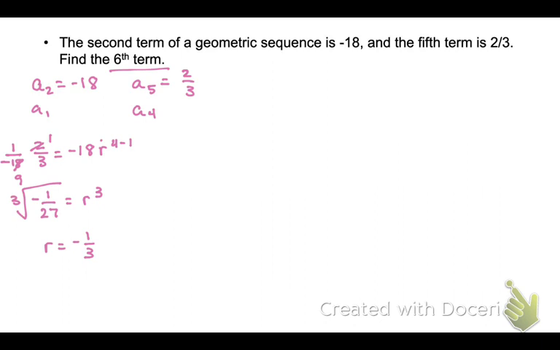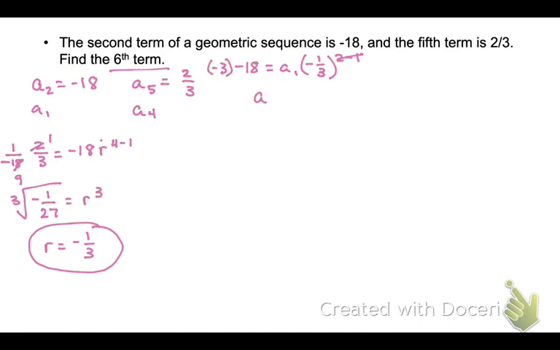So where do I go now? Find a sub 1. So do you want to use negative 18 or 2/3? Negative 18. Like I need to ask, right? So negative 18 equals a sub 1 r, which is negative 1/3 to the 2 minus 1. This is going to be nice because am I going to have to do a whole lot of work when it's 2 minus 1? No, because that's just first, right? So I multiply by negative 3.